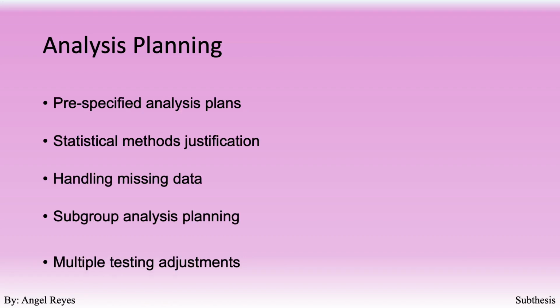Analysis decisions significantly impact research findings and should be planned with integrity. Pre-specified analysis plans document intended statistical approaches before examining data, preventing researchers from selecting analyses based on which produce desired results. Statistical methods justification involves choosing appropriate tests based on data characteristics and research questions rather than familiarity or convenience. Handling missing data requires transparent strategies established in advance, avoiding post hoc decisions that could bias findings.